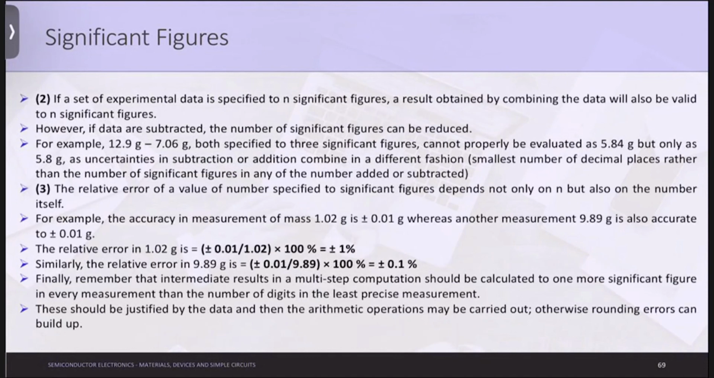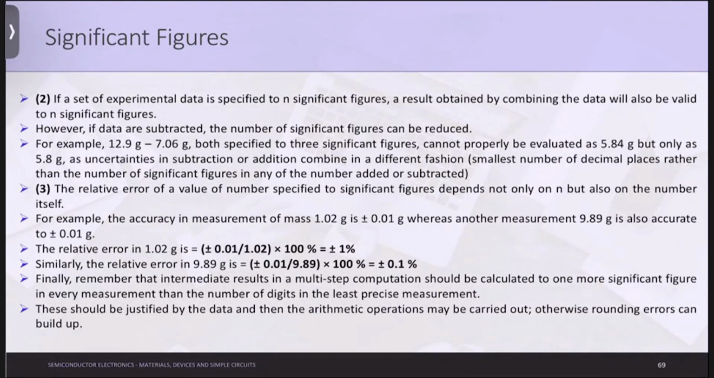Now what is the second rule? The second rule is, if a set of experimental data is specified to n significant figures, a result obtained by combining the data will also be valid to n significant figures. Let us try to understand what this line says. However, if data are subtracted, the number of significant figures can be reduced.